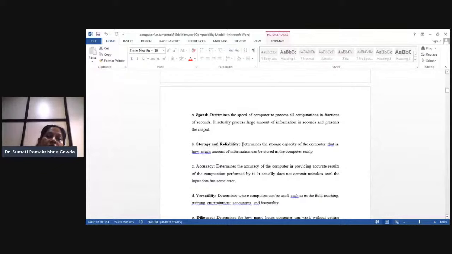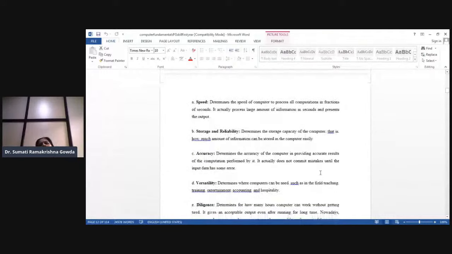Next is storage and reliability. Storage determines the storage capacity of the computer, that is, how much information can be stored in the computer easily. Very large storage, 500 GB like that, 10 GB, 20 GB, 30 GB. The storage is huge. An abundant amount of data can be stored and you can rely on it.